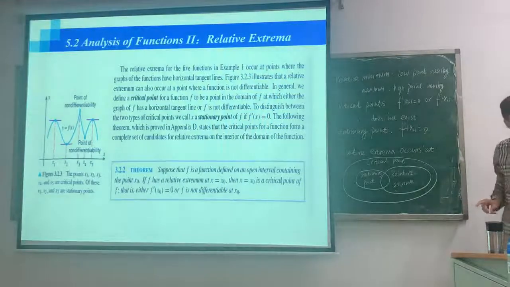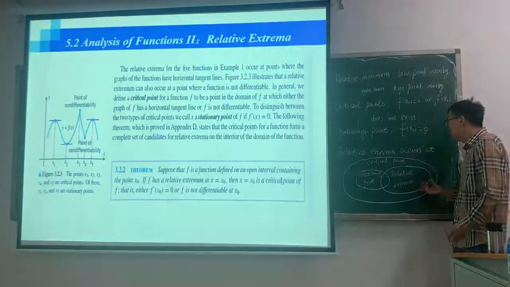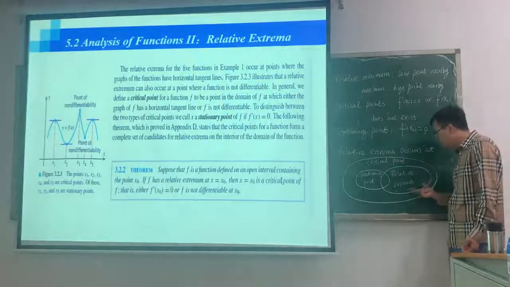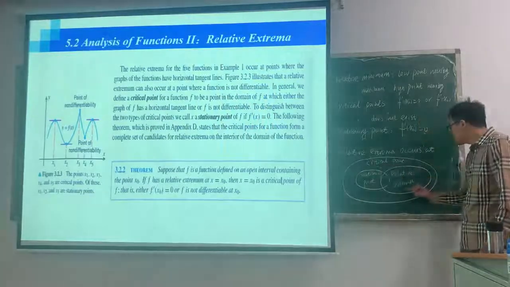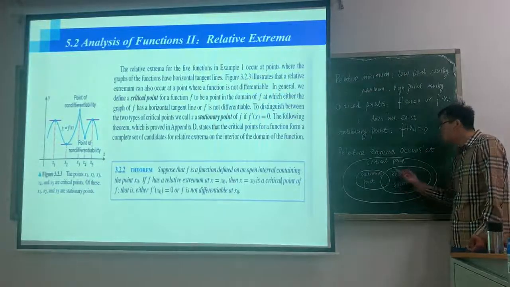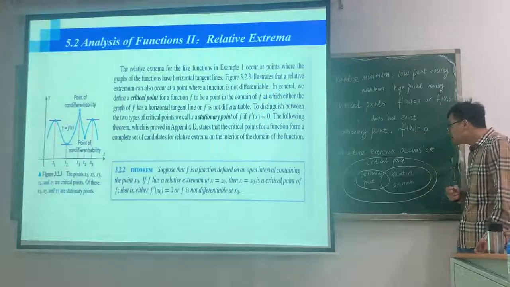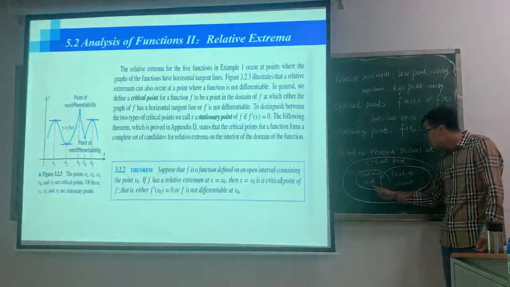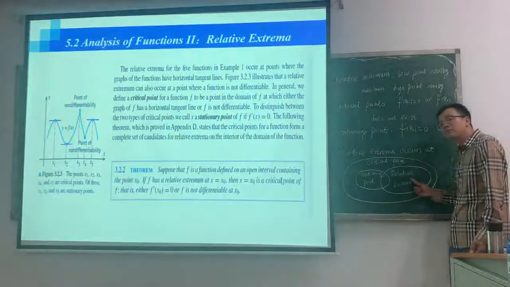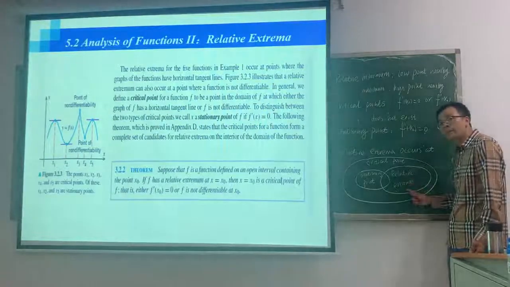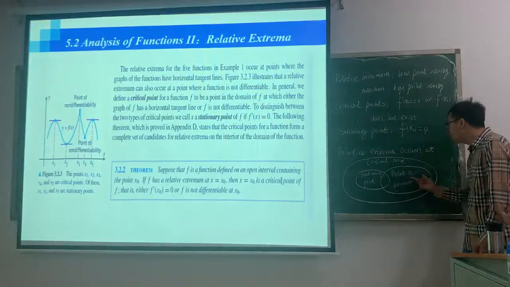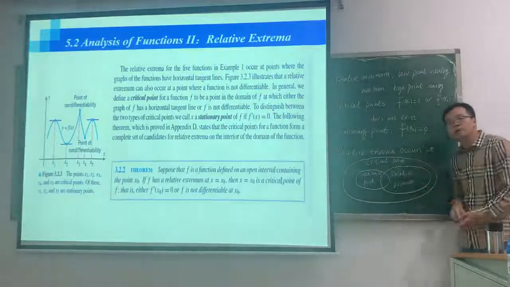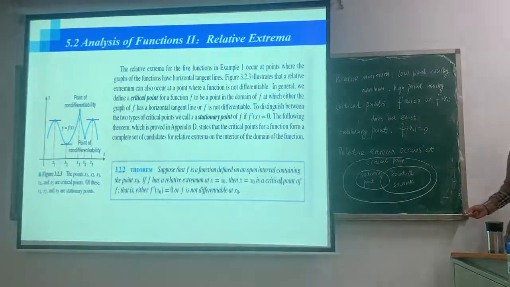So this figure says that the stationary point is a critical point, and the relative extrema is also a critical point. And sometimes a stationary point is a relative extrema. So this is the relationship between these three kinds of points.